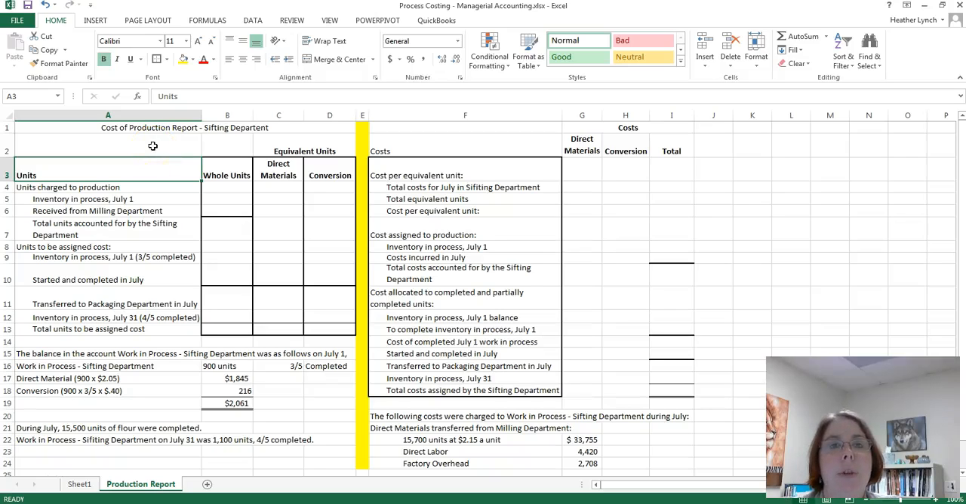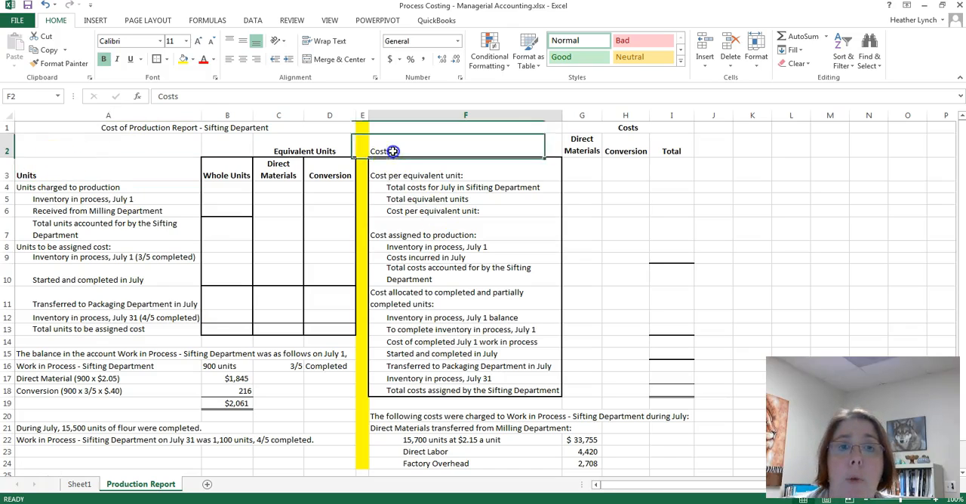Hi everybody. This chapter is called process costing, and one of the major components of process costing is to do a cost of production report. This helps us figure out how many units we have in different categories, and then we're able to assign cost. When you're doing the cost of production report, you have to do units before you can do the cost portion.